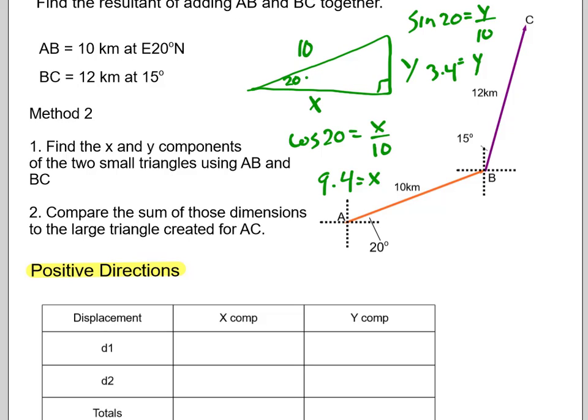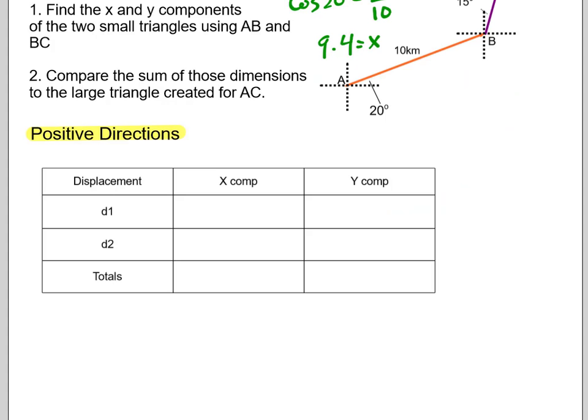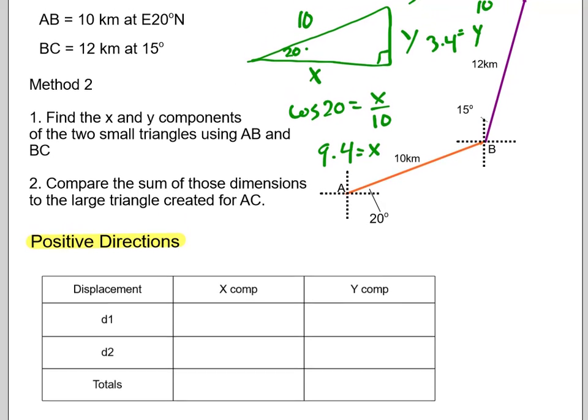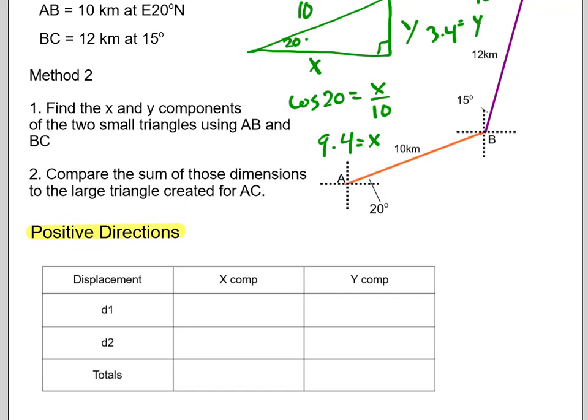Okay, and then what we would do is we'd have to put these into our table. Now we don't want to just willy-nilly throw numbers in there. We want to have a consistent system. So our positive directions are generally up and to the right. You are completely allowed to change those, but this is what I'm going to use for this question. So we have 9.4 as my x component of the 10 kilometers, and we have 3.4 as the y component. Okay, if we go to the next triangle.